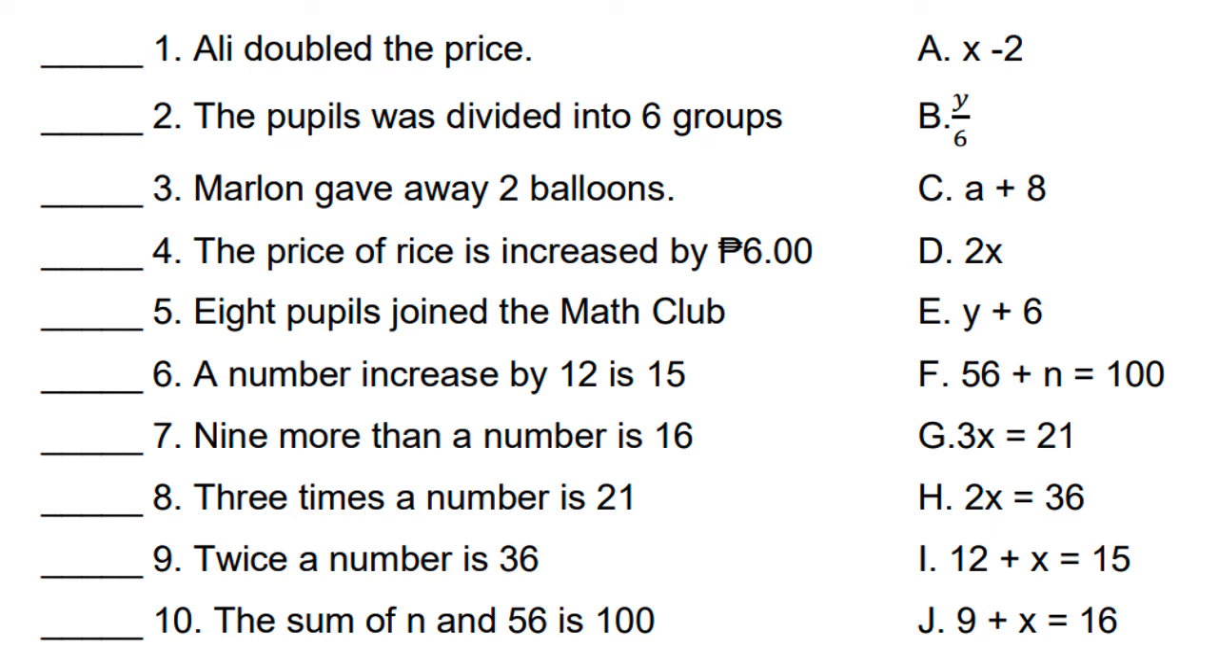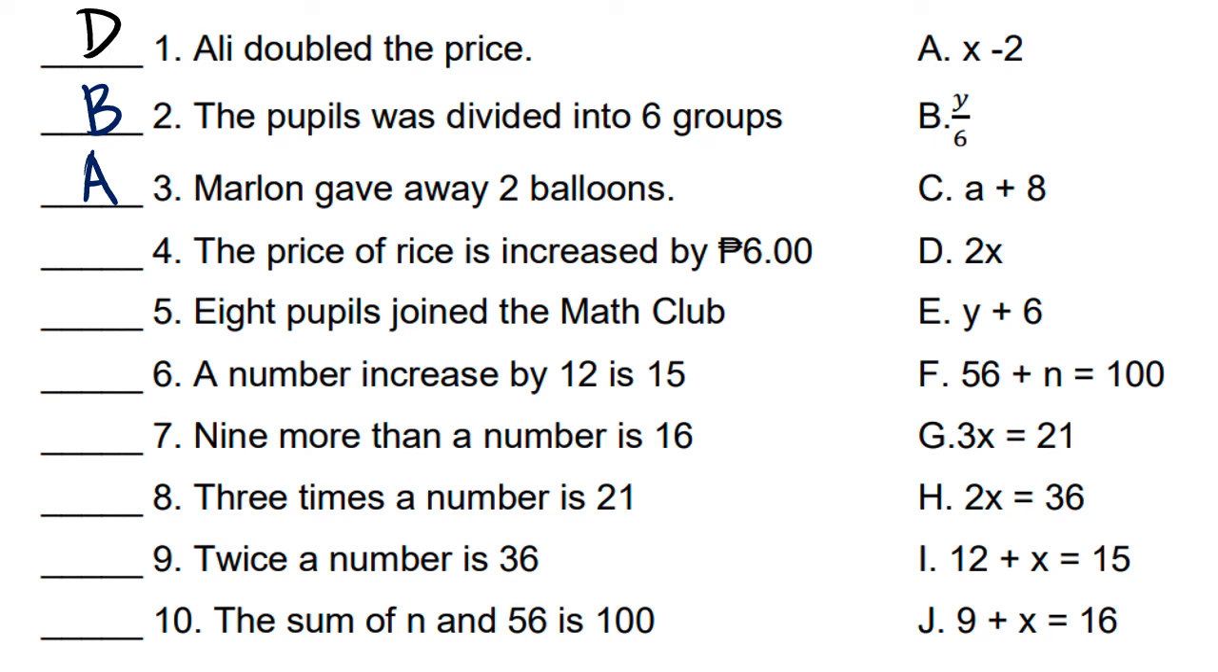Ali doubled the price. Asan ba dito yung double the price? Double the price is the 2x, the letter D. Let's use different color. The pupils was divided into 6 group. Asan ba dito yung nag-divide? Dinivide ng 6. Ito yung letter B. Y divided by 6. Y over 6. Marlon gave away 2 balloons. X minus 2. The price of rice is increased by 6 pesos. Nag-increase daw ng 6. So, plus 6 yan. Asan ba dito may plus 6?